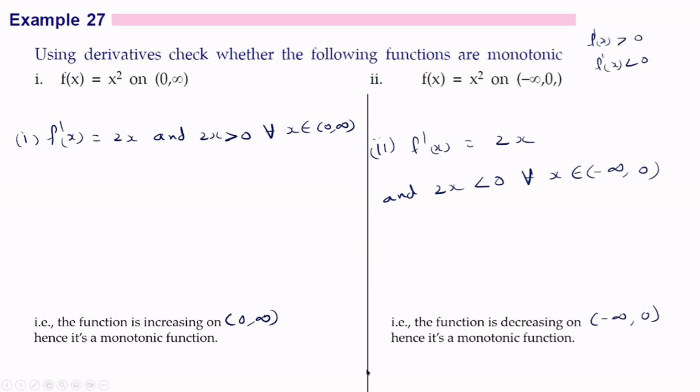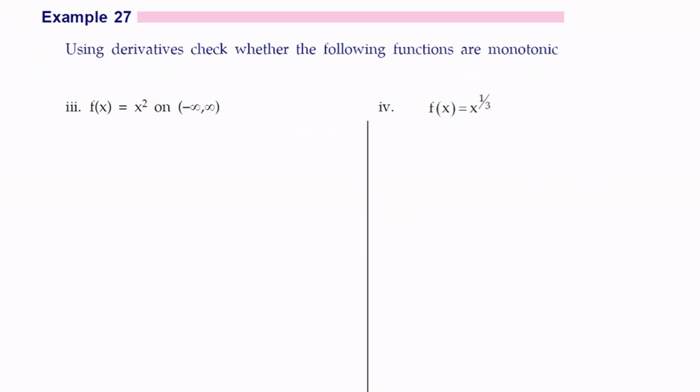So if a function is either increasing in its domain or if it is decreasing on its domain, then it is called a monotonic function. Let us move on. The next subdivision, f of x is equal to x square on minus infinity, infinity.